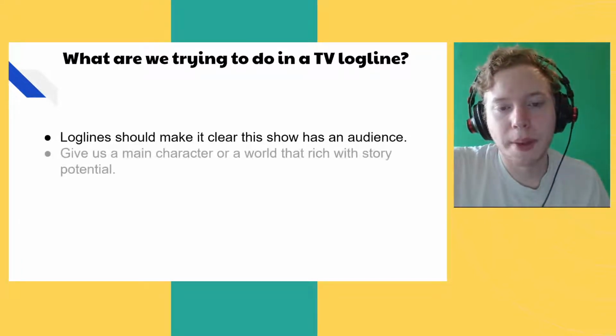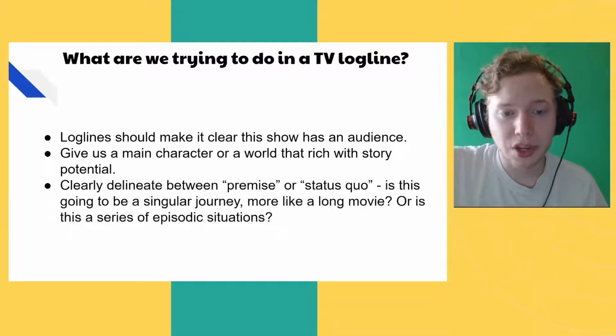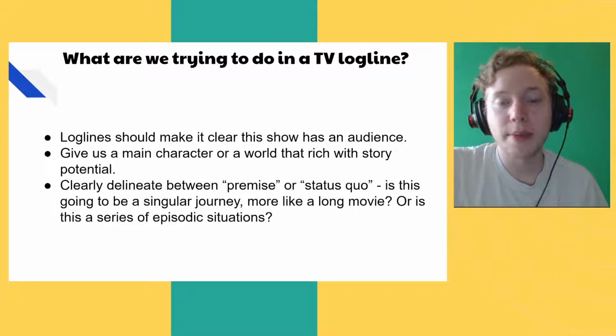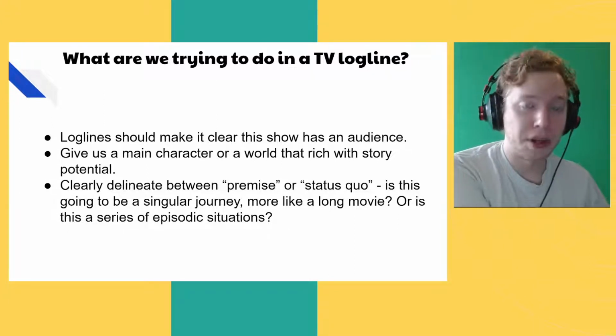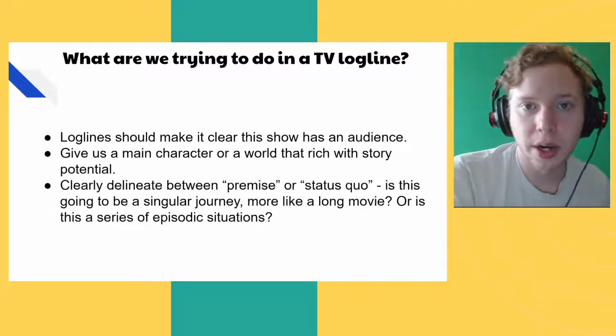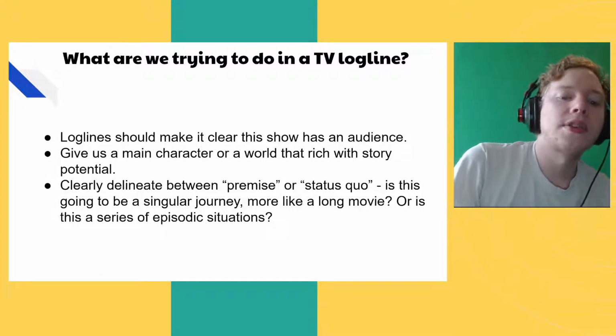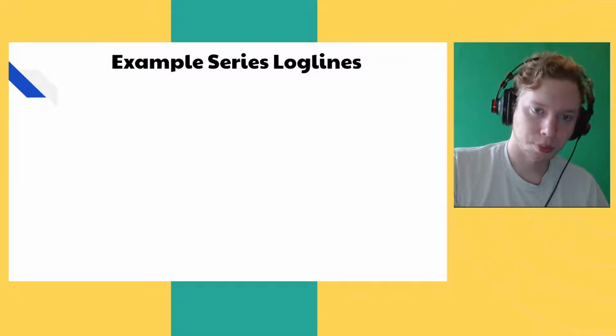Okay, so loglines should make it clear the story has an audience, and they should give us a main character or world that's rich with story potential, and also clearly distinguish between premise or status quo. Is this going to be a singular journey, like a long movie? If so, it should feel like it, and it should feel like a very long uphill road that is not going to be easily resolved in one episode or one season. Or is this going to be a series of episodic situations, which would be more like a status quo?